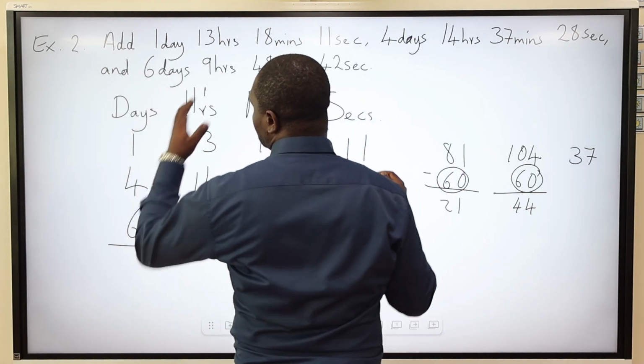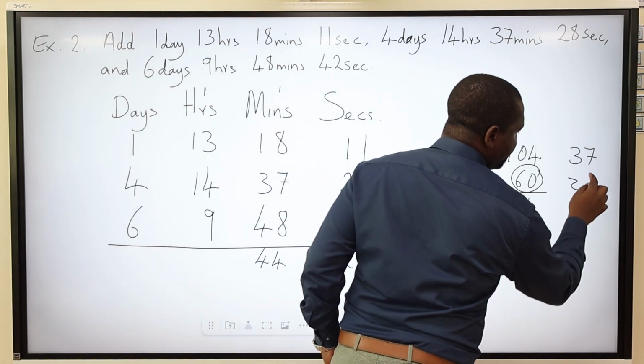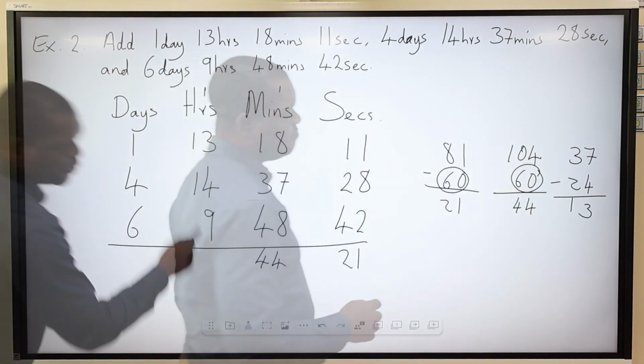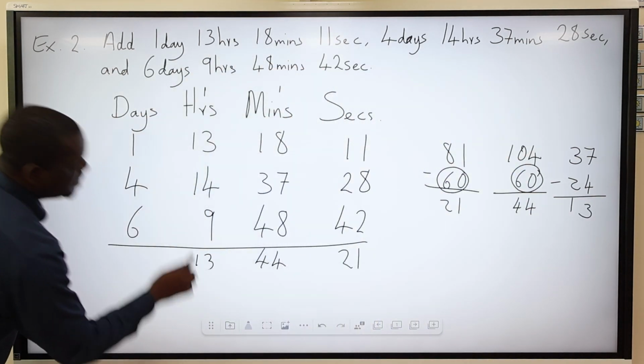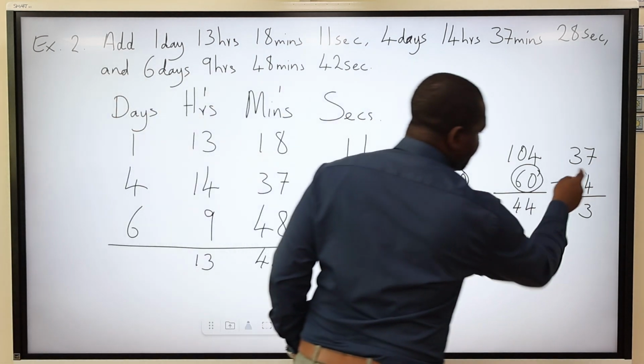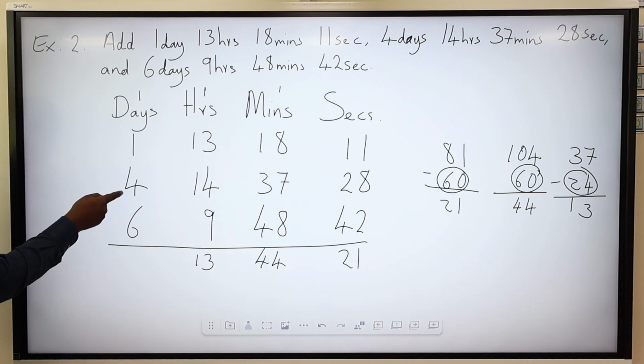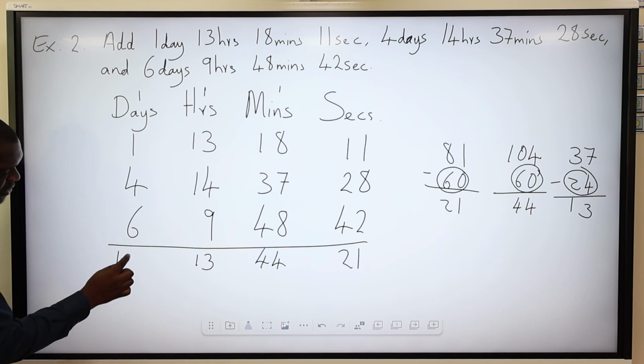37 is more than 24. So we take away 24 from 37. It's going to give us 13. So here we'll have 13 hours. And we'll take these 24 hours to days. So we have plus 1 day. 1 plus 4 is 5. And 5 plus 6 is 11. 11 plus 1 will give us 12 days.